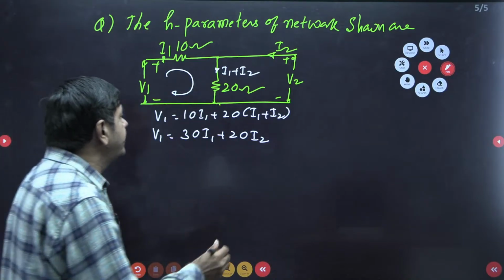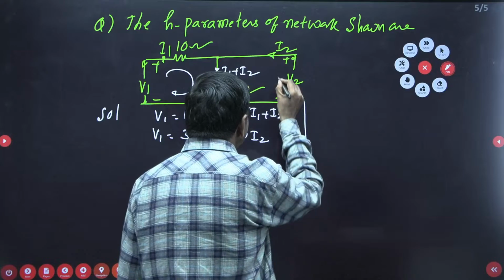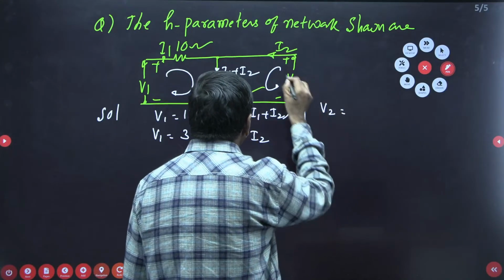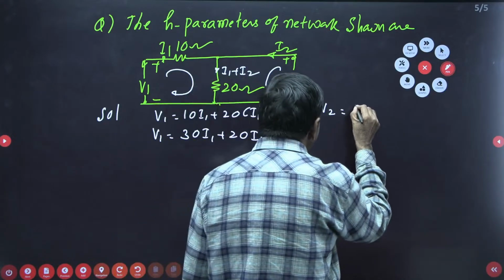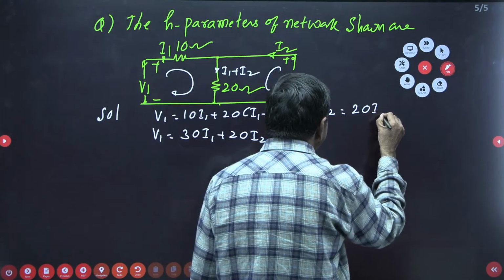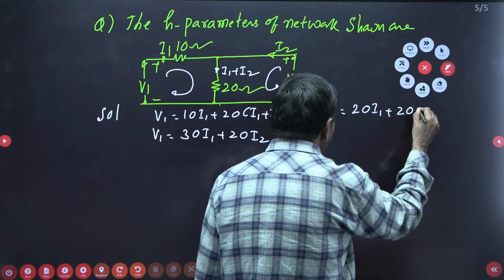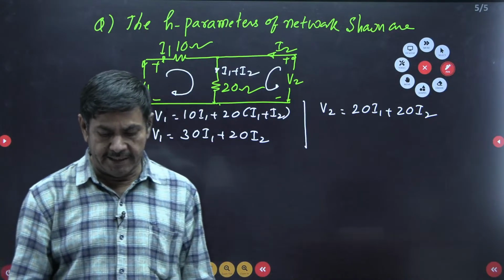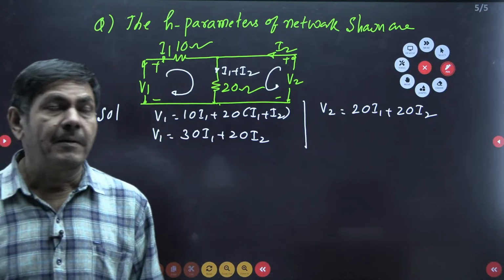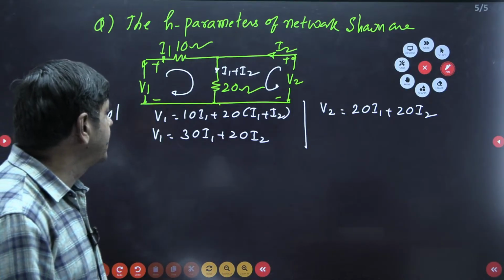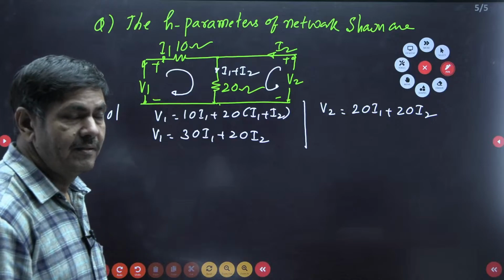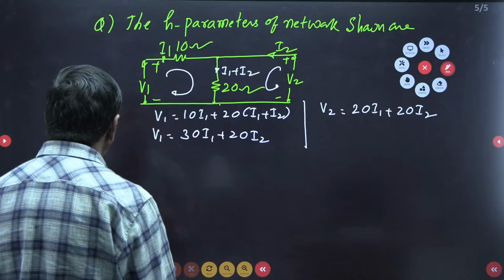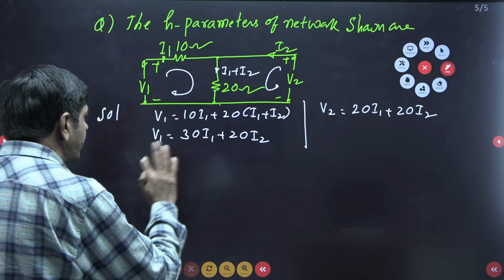And the second equation I can get from this path. Then V2 equals 20 into (I1 plus I2), that is 20 I1 plus 20 I2. We got two equations directly. But now the H parameter equations are required. Once we know how the H parameter equations are written, you can make the comparison easily.